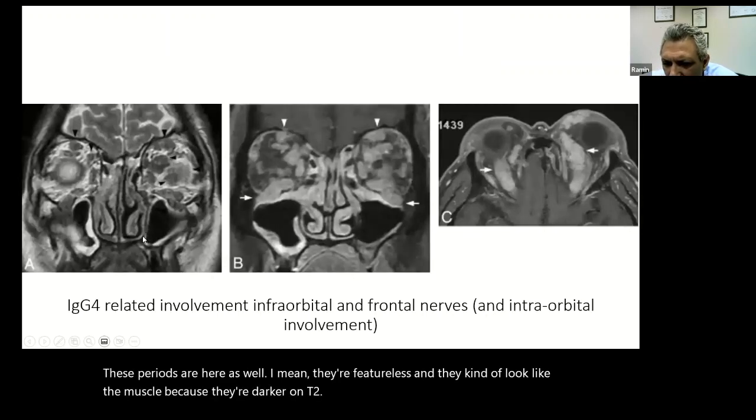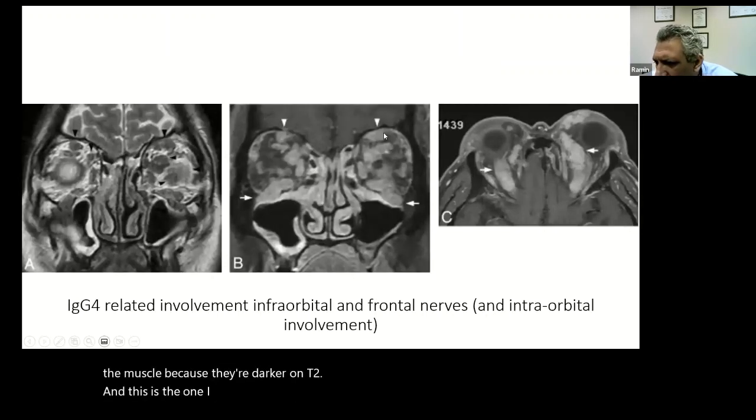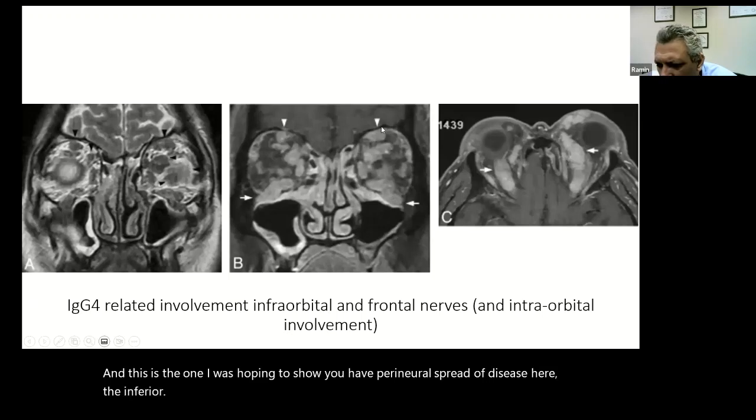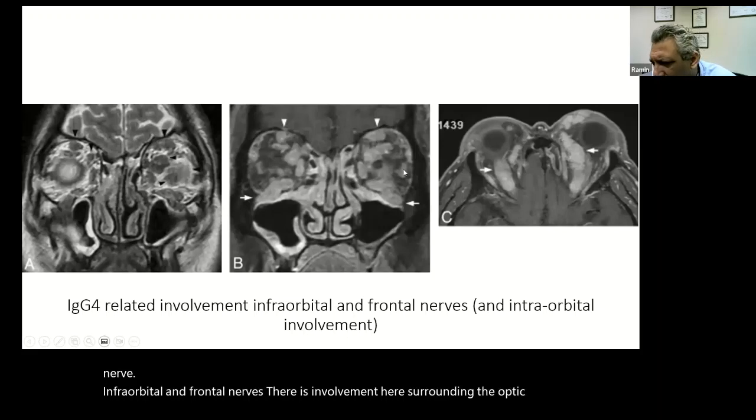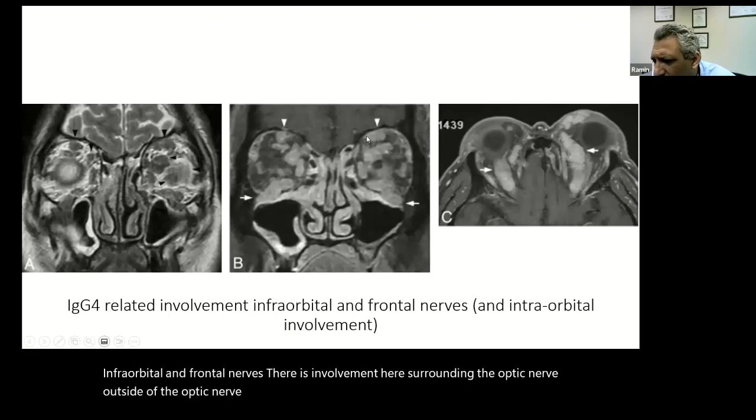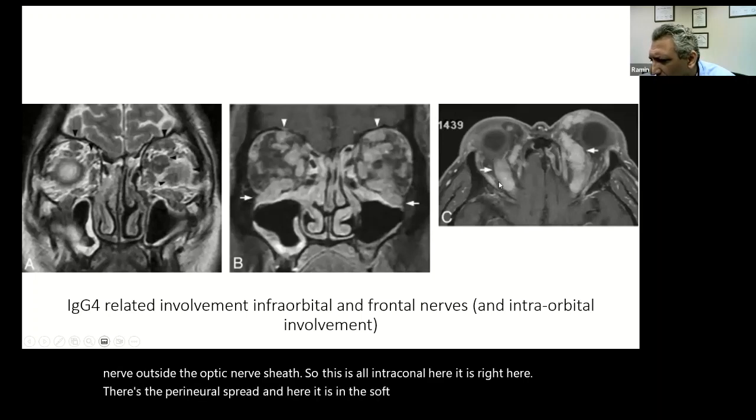And this is the one I was hoping to show you. You have perineural spread of disease here, the inferior orbital, superior orbital, which the source that I got this from called a frontal nerve, infraorbital and frontal nerves. There's involvement here surrounding the optic nerve, outside of the optic nerve sheath. So this is all intraconal. Here it is right here. There's the perineural spread, and here it is in the soft tissue. It's enlarged. Here's muscle involvement.